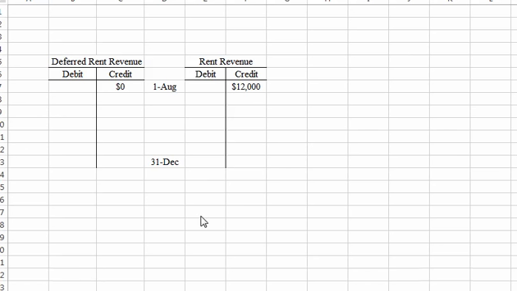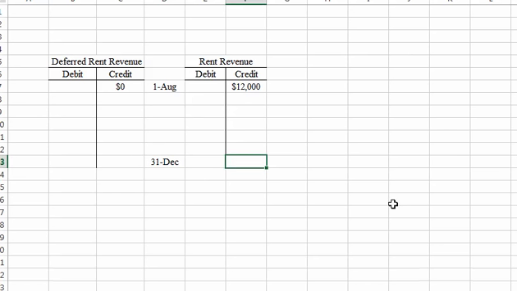Excuse me, that's what they were. That's what the August 1st balances were for each account. Deferred rent revenue should have been $12,000. It wasn't credited though. Its balance is 0. Rent revenue was credited in error. It's got a $12,000 credit balance on August 1st. Now we want to get it to the correct balance on December 31st. Let's figure out what that correct balance should be.